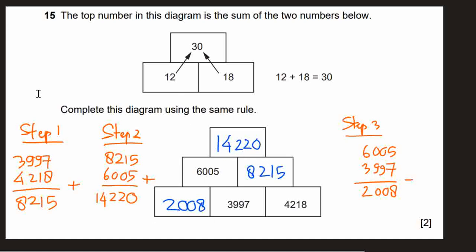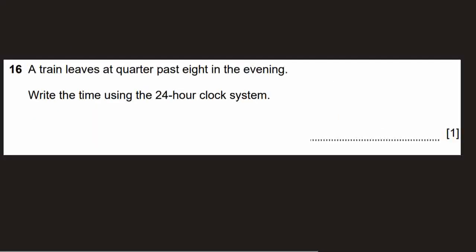Here's the answers. Question 16. A train leaves at 8:15 in the evening. Write the time using the 24-hour clock system.